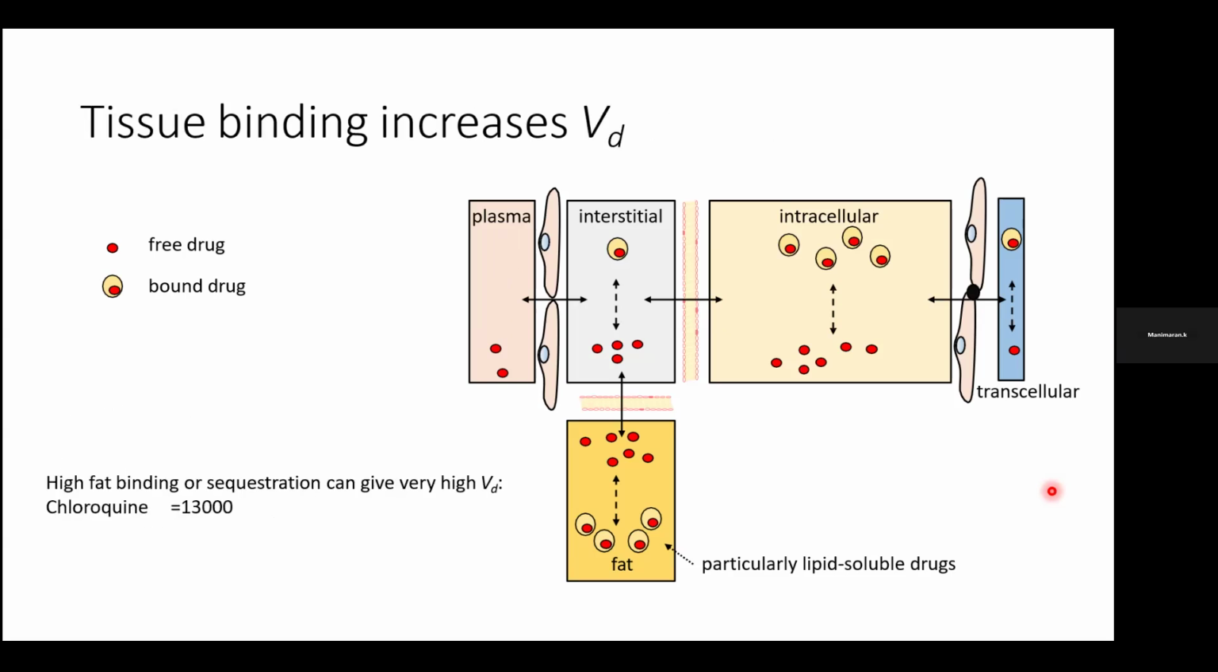Likewise, tissue binding increases volume of distribution, of which the classic example is chloroquine. Chloroquine is the exception I mentioned earlier. It is antiparasitic, but as you can see, the volume of distribution is quite phenomenal, 13,000. And it's a very interesting agent in that intracellularly, in the lysosome, it is used for alkalinization.